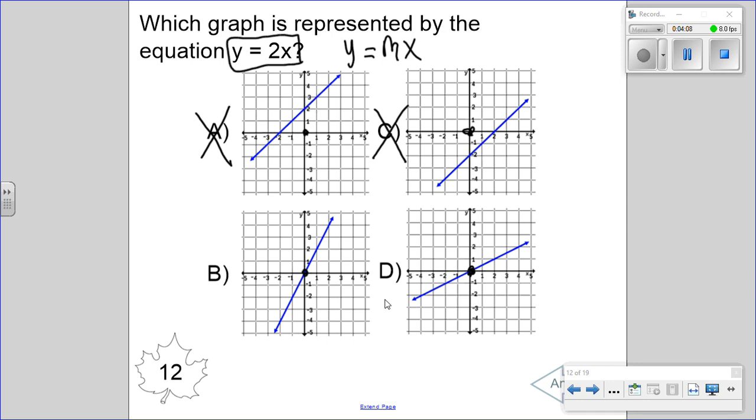To figure out which is the better choice, B or D, we need to figure out which graph has a slope of 2. The equation y equals 2x is telling us that our slope is 2.